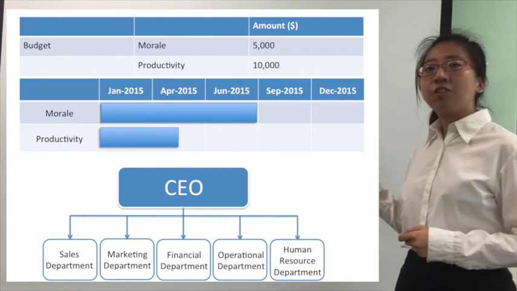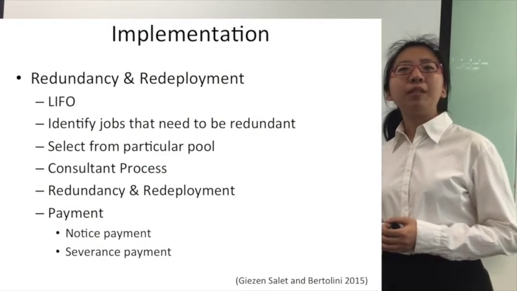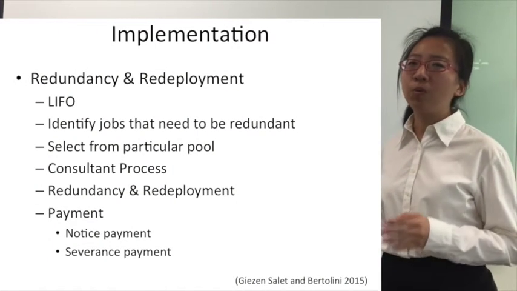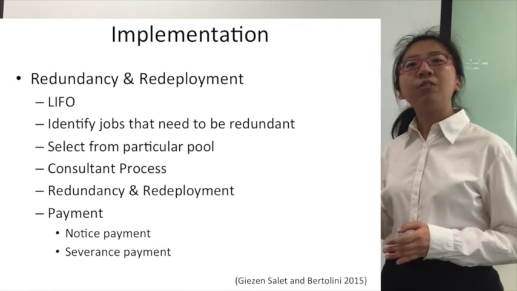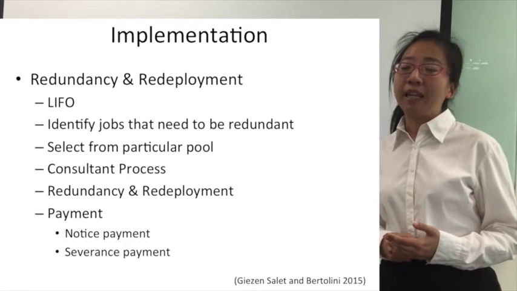Let's move on to the suggestion on human resource strategy. Redundancy and redeployment are necessary in the process. As the contracts keep decreasing, no matter which management strategy is chosen, the redundancy process is imminent. We suggest HMS apply the LIFO process.